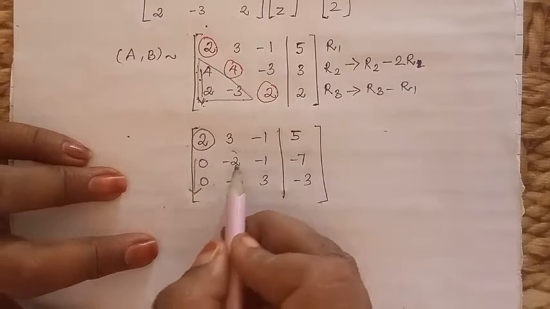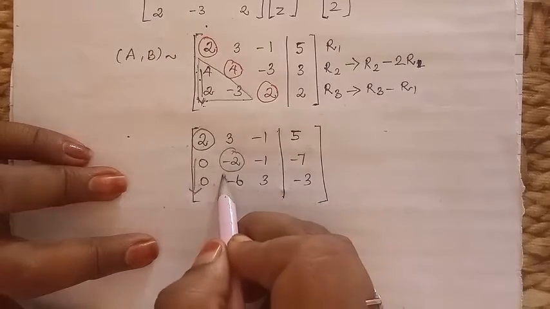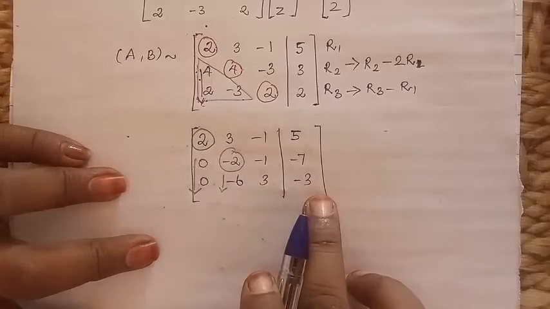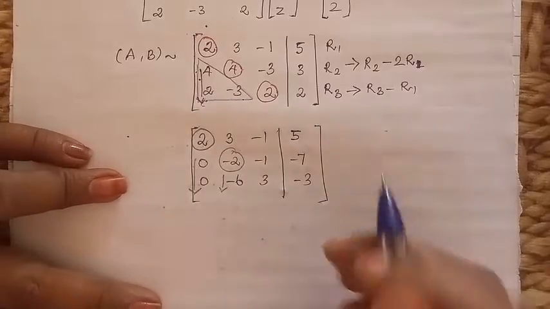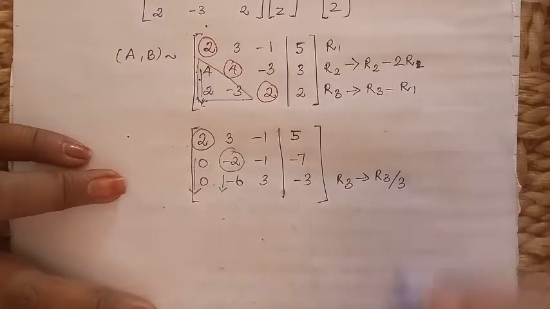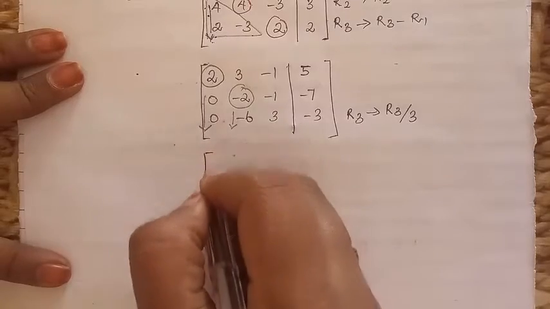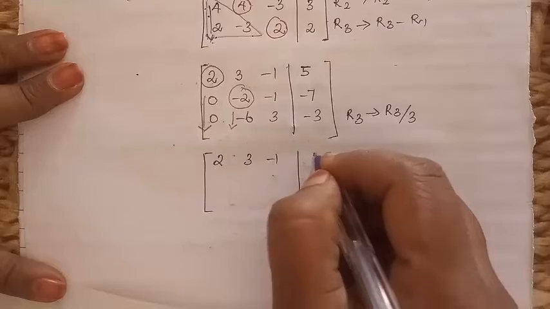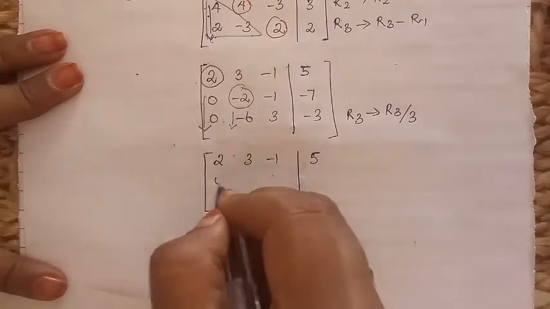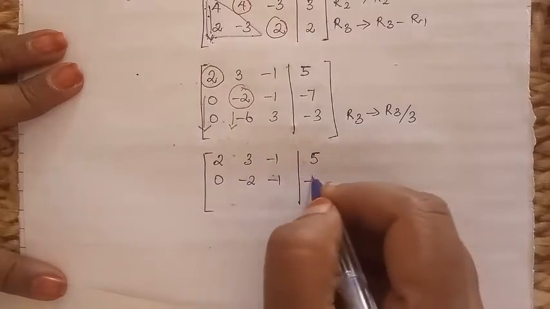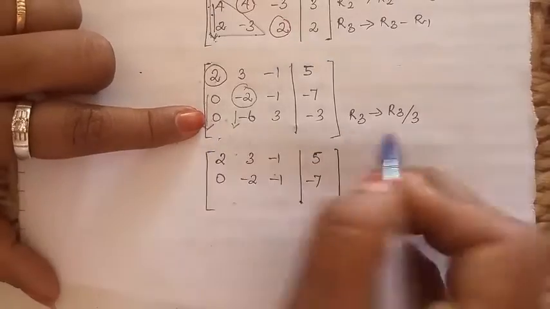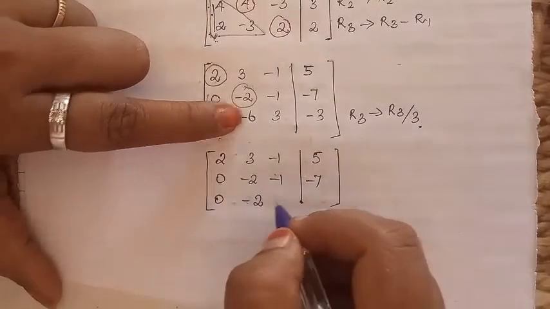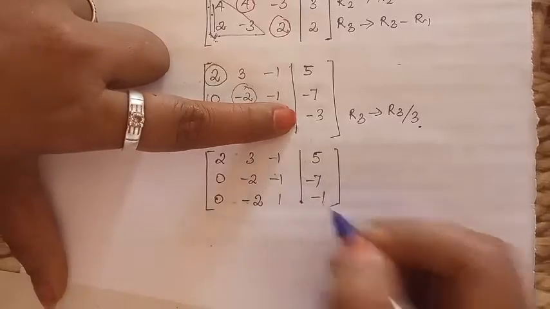Next our target is to make the elements below the second diagonal 0. But before that you can simplify the third row. Since all the values are multiples of 3, divide row 3 by 3. So the rest of the values as they are: 2, 3, minus 1, 5, 0, minus 2, minus 1, minus 7, and here we are dividing row 3 by 3. So it is 0, minus 2, 1, minus 1.